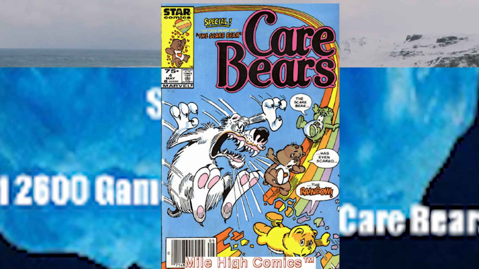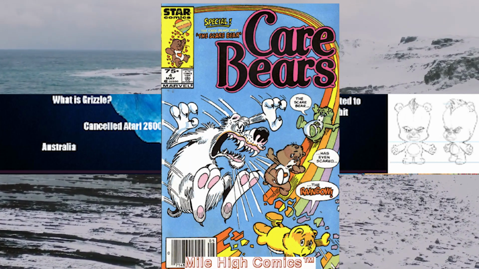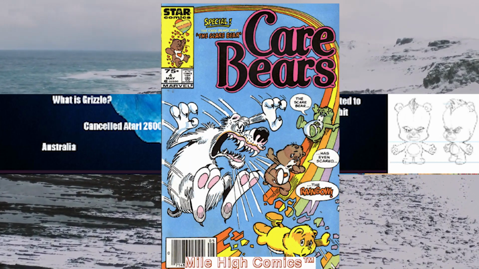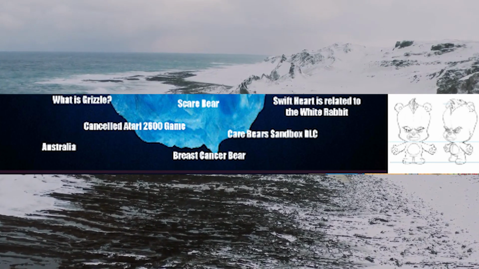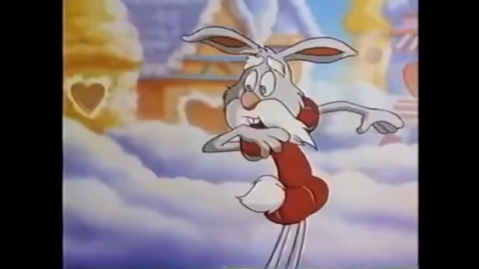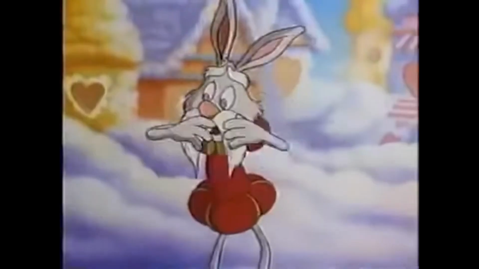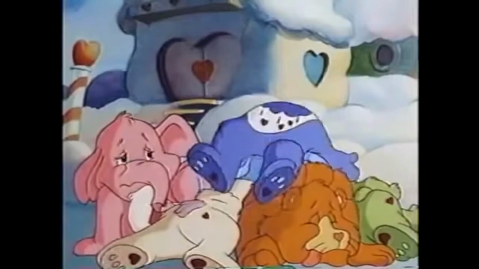Scare Bear. Scare Bear first appears in a 1986 Marvel comic and is white. Swift-Heart is related to the White Rabbit. That's pretty self-explanatory. Does anyone know the whereabouts of my niece? One Swift-Heart Rabbit by name.